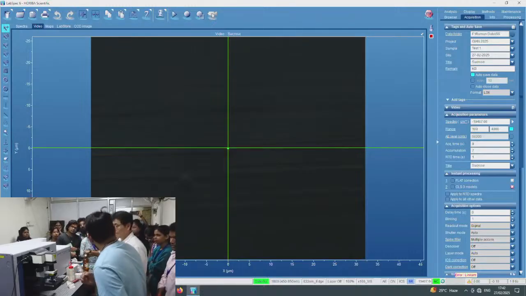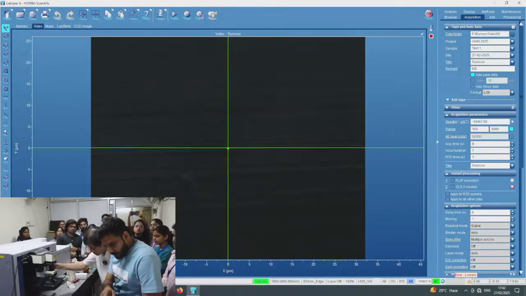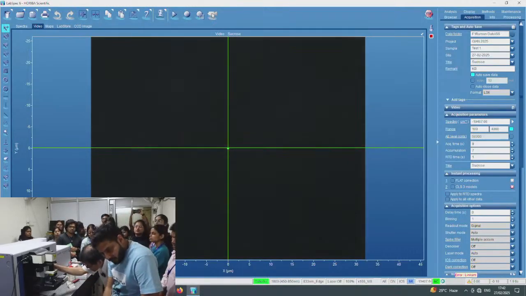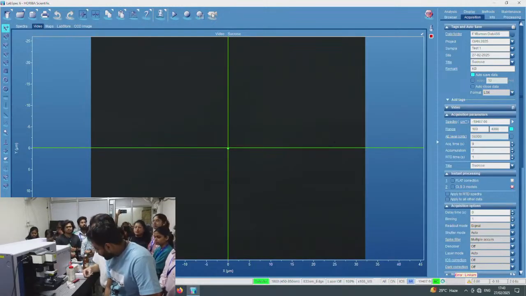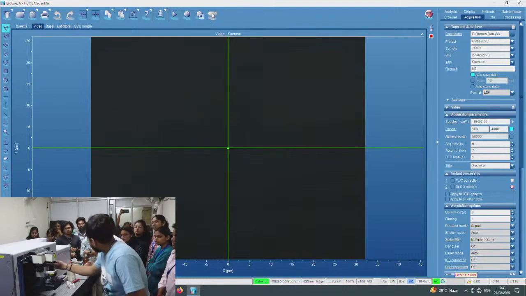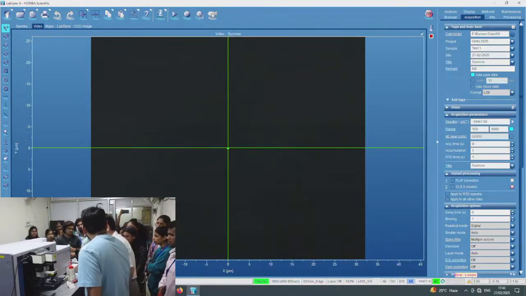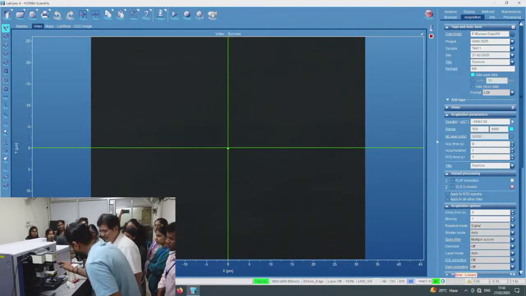This is the surface. What is the working distance of this one? Okay, let's use your method. No problem. It will be okay.